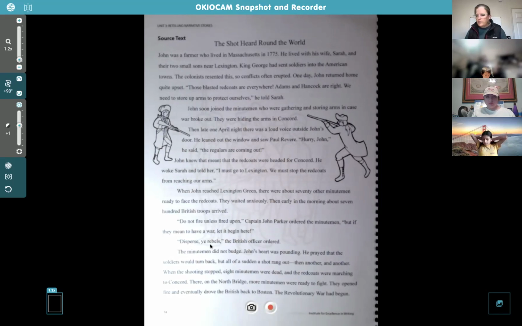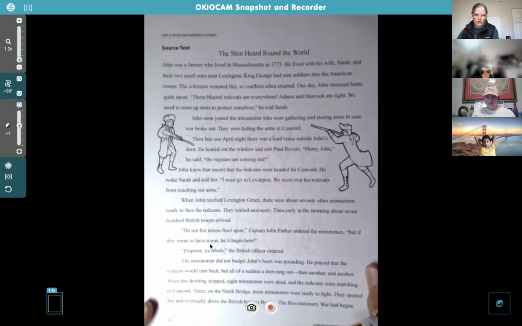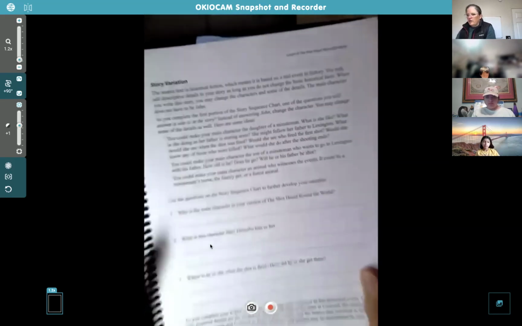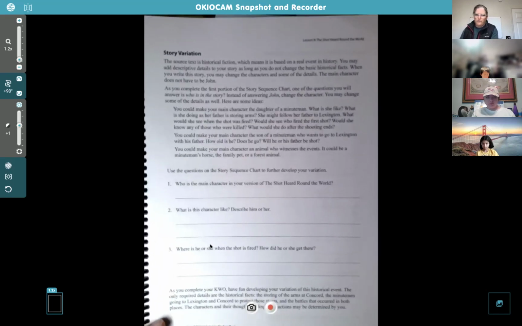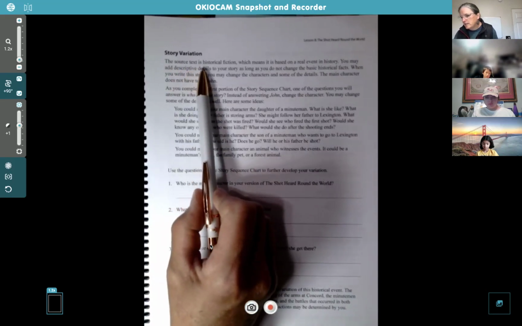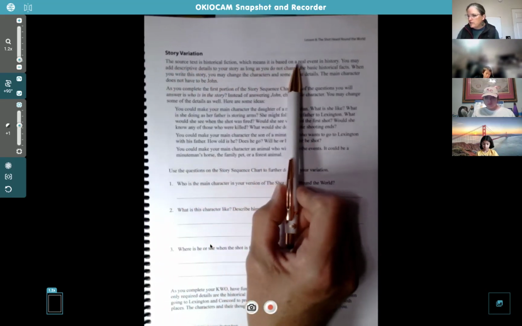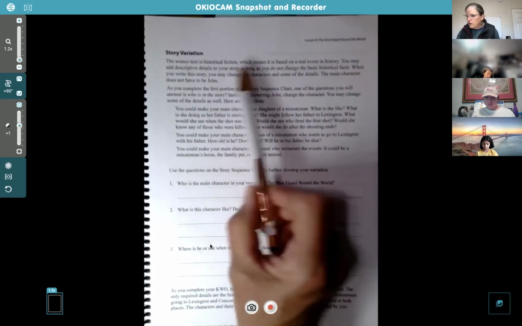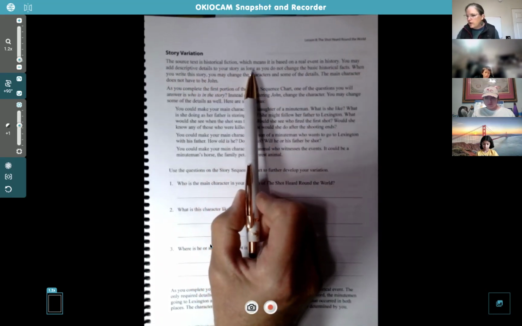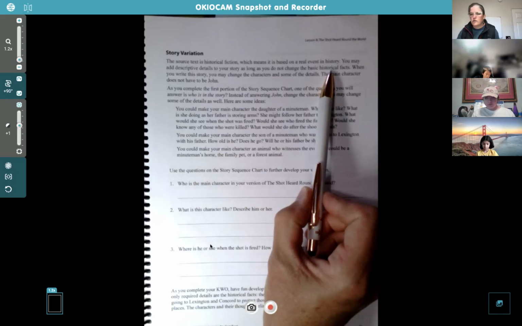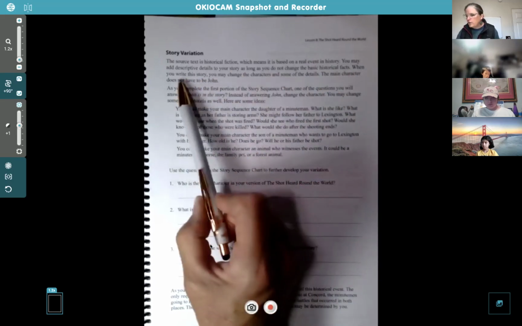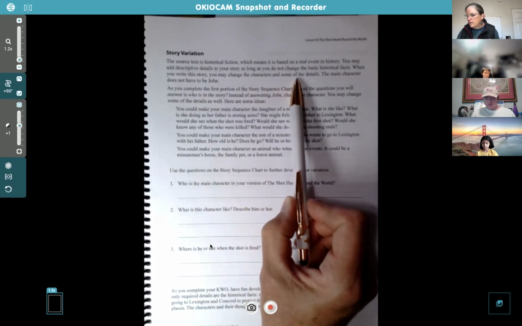So, like I said, this is a perspective from John and Sarah. These are made up characters, but the events that happened were real. So, go to page 75. This is talking about a story variation, meaning you can kind of make up part of this, okay? So it basically says the source text is a historical fiction, which means it's based on real events in history. You may add descriptive details to your story as long as you do not change the basic historical facts, just like I said. When you write this story, you may change the characters and some of the details.